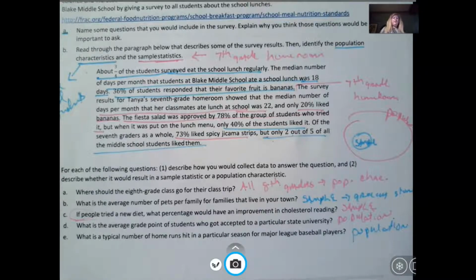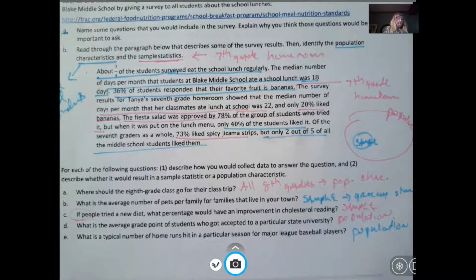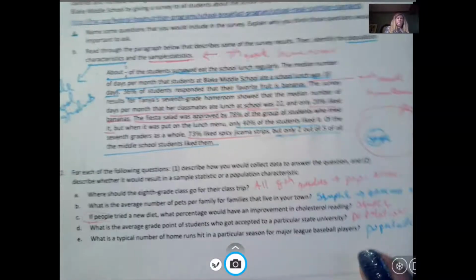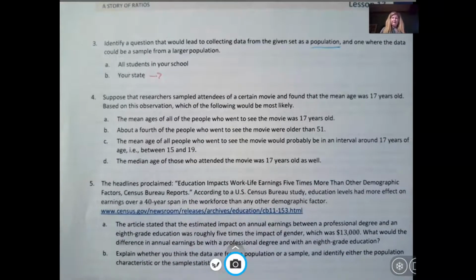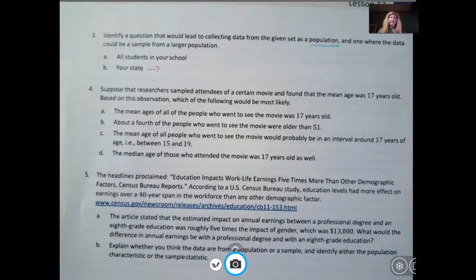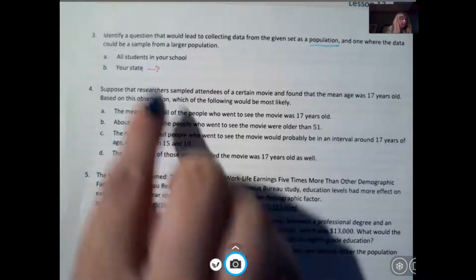A typical number of home runs hit in a particular season for Major League Baseball players. Again, this is something that is going to be easily available. Someone is collecting data about this, so you could just access that data and look at the typical number of home runs for Major League Baseball players in a season. So you could look at all that data. That's a population.